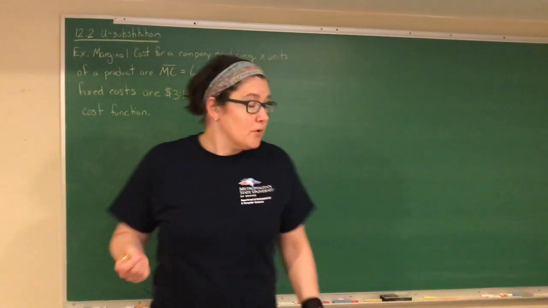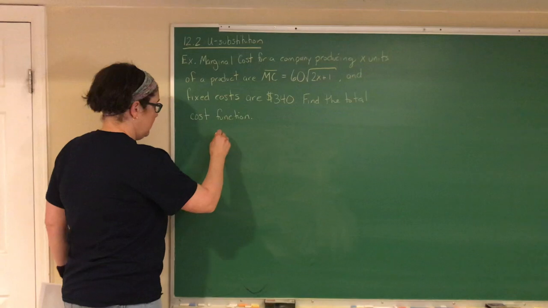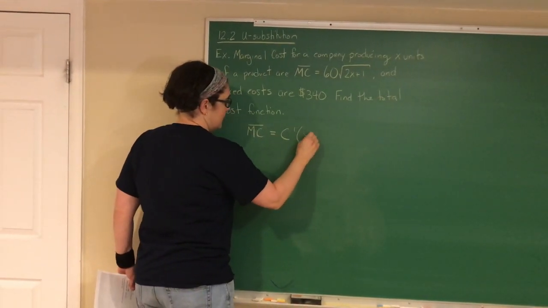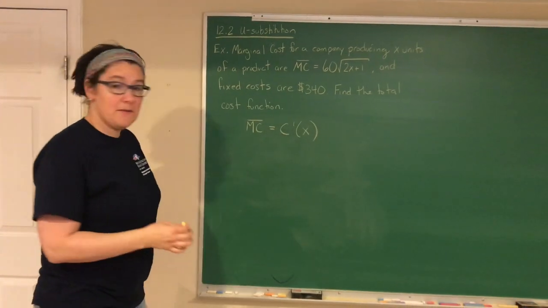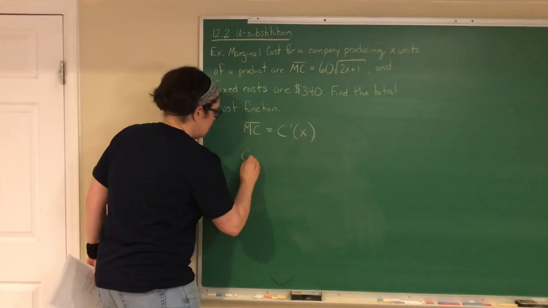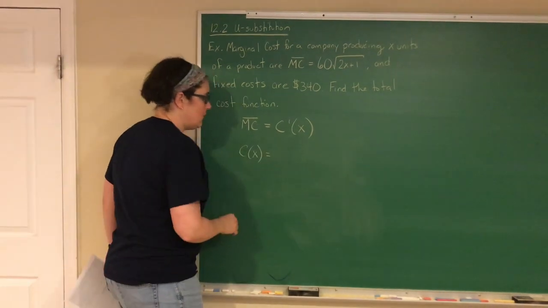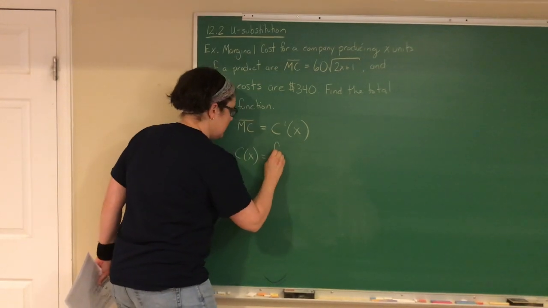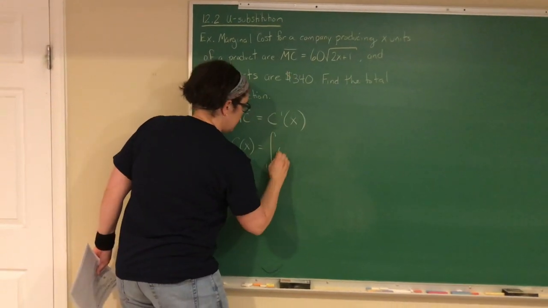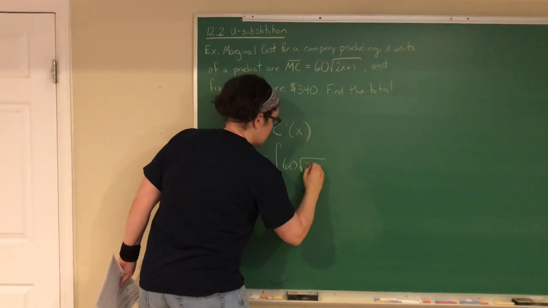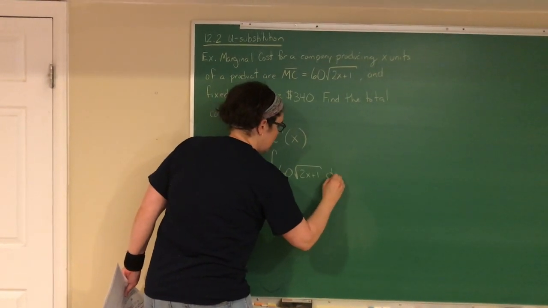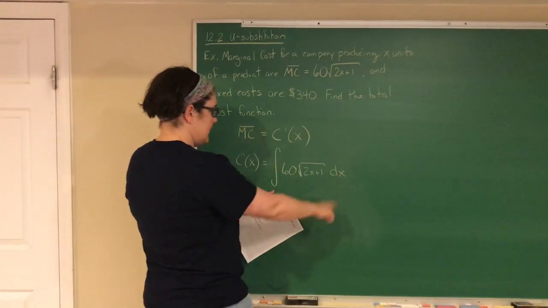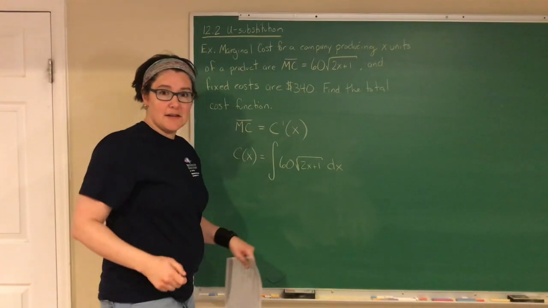Okay, so last class I reminded you about how marginal cost is the same thing as the derivative of cost. So if we want to find the original cost function, C of x, that means that we want to find the antiderivative of marginal cost. So we want to find the antiderivative of 60 times the square root of 2x plus 1 dx. Okay, so the long stretched out S and the dx at the end say find the antiderivative of the thing in the middle.